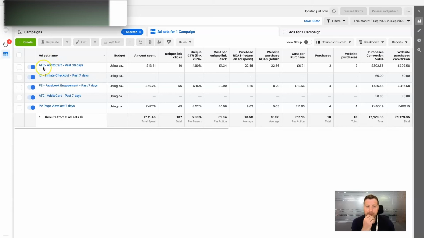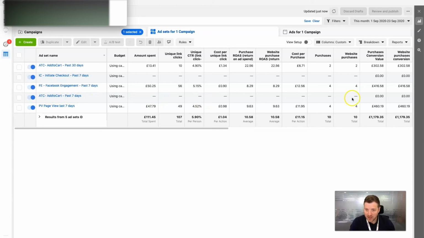But you can see here that we're targeting add to cart. So we target people who've added to cart in the last 30 days but haven't purchased. And then you can see here that we've got past 7 days. So the past 7 days will be your warmest audience. That's people who've seen the initial ad within the last 7 days, but for whatever reason they didn't purchase. Okay? So you can see we've got initiate checkout, we've got add to cart last 7 days.